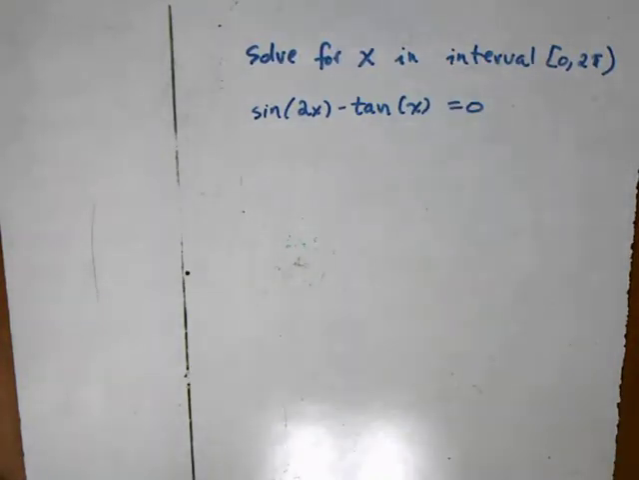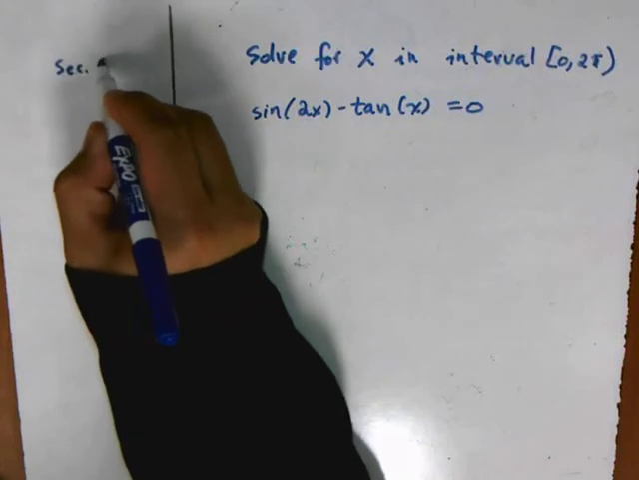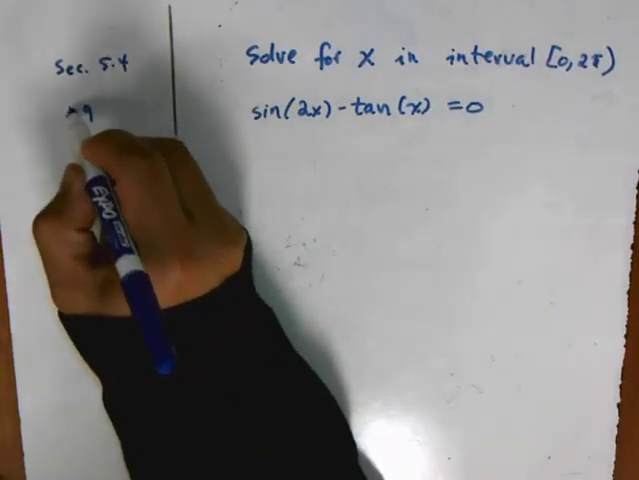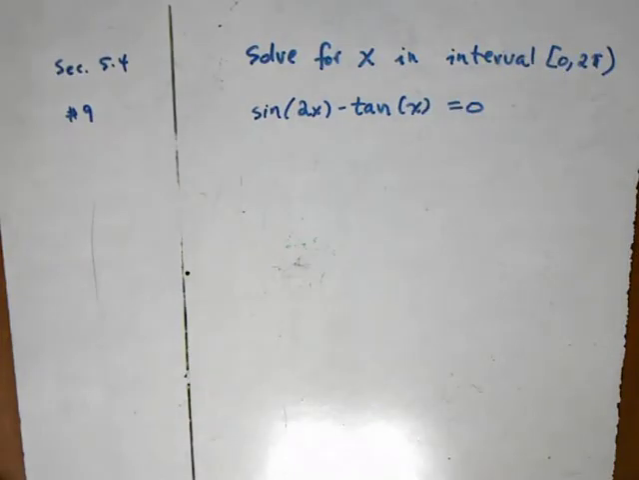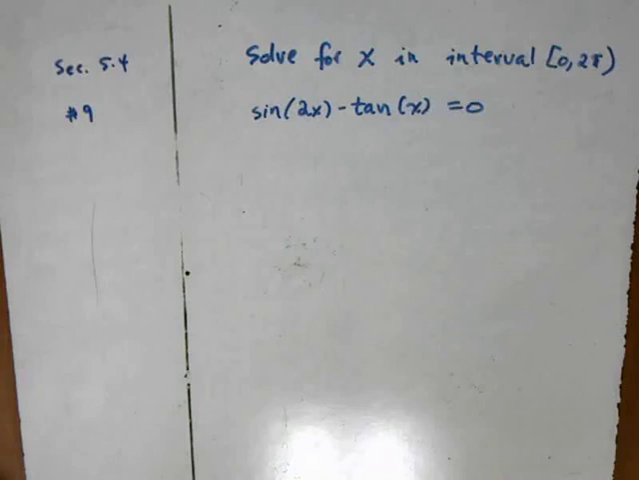This video gives some hints for solving problems that deal with angles and trig ratios of double angles, half angles, and power reducing. If you're in Mr. Wen's math class, this is section 5.4, number 9 in one of the exercises. We're asked to solve for x in the interval 0 to 2 pi.